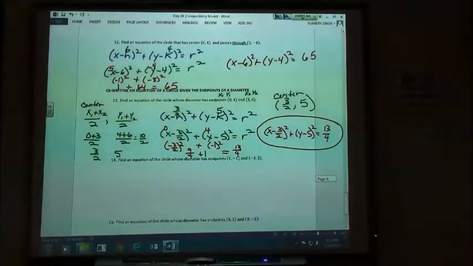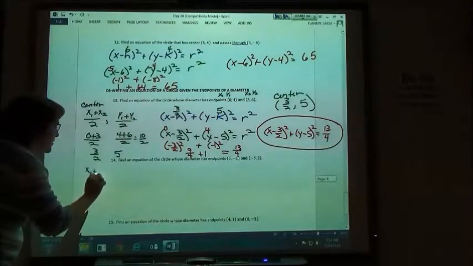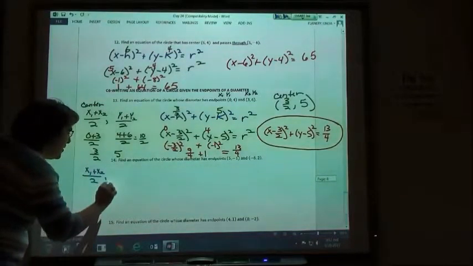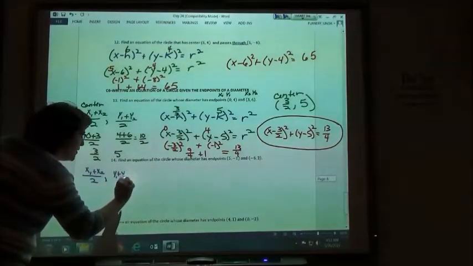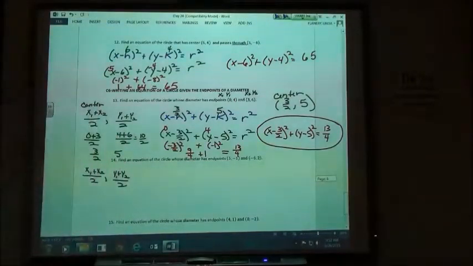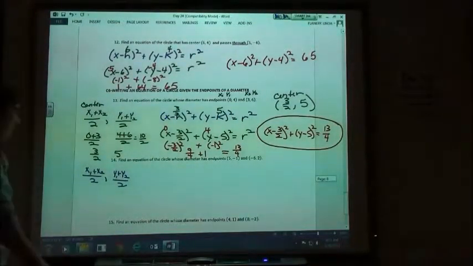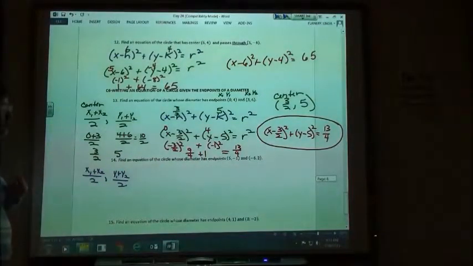You want to put the formula down first? Sure. x1 plus x2 divided by 2, y1 plus y2 divided by 2. So what number should I plug into my formula? Okay, on the endpoints. Is it gonna be -6? No, because you're adding your x1 and your x2. What number is your x1?